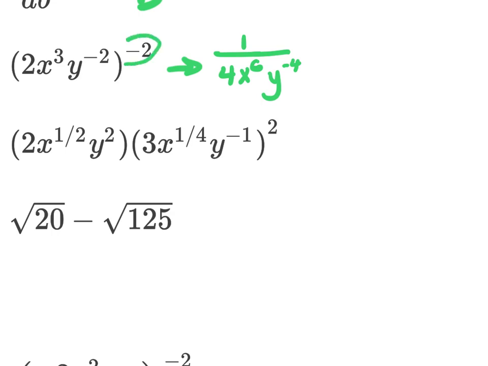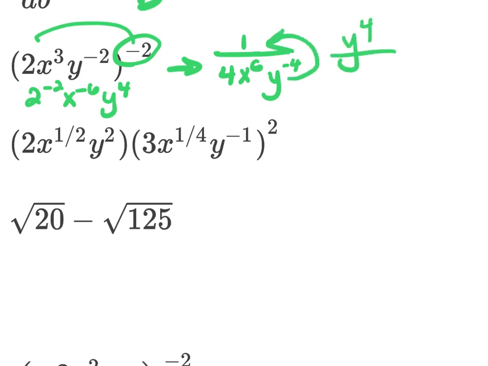So if I take the negative 2, let me just distribute it. 2 to the negative 2, x to the negative 6, y to the 4th. Okay, the y to the 4th is going to stay in the top, but everything else is going to move to the bottom. So I'd get y to the 4th over 4 x to the 6th. That should be the answer for that one.